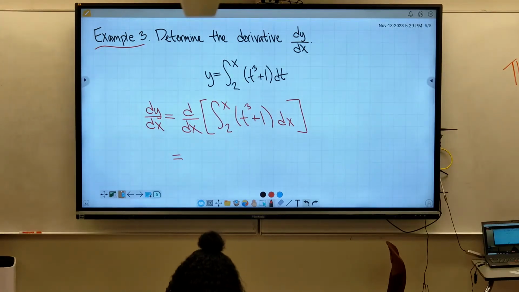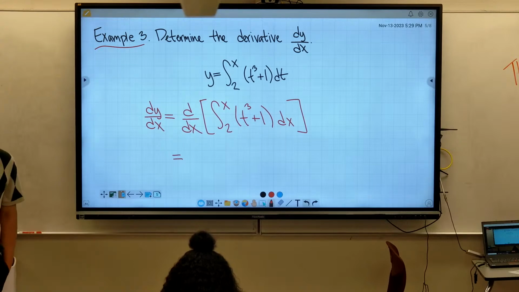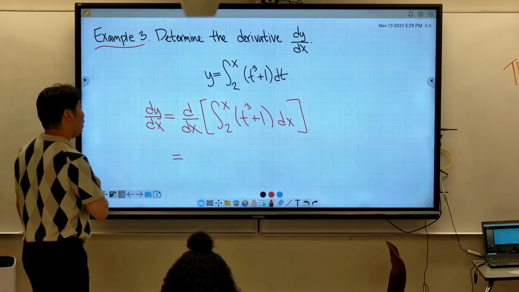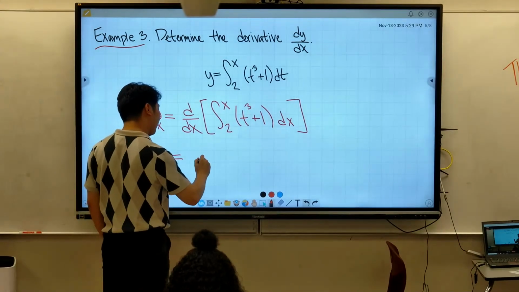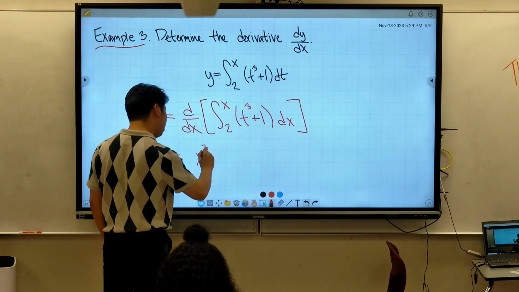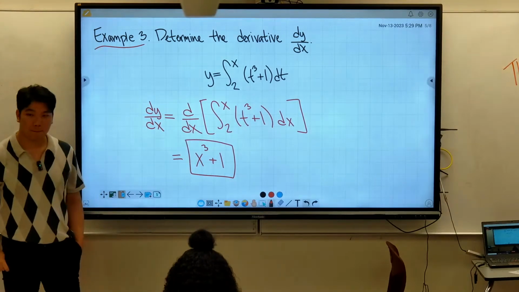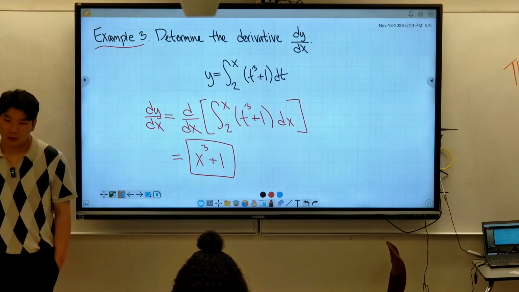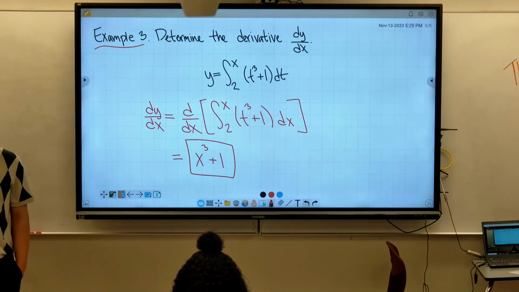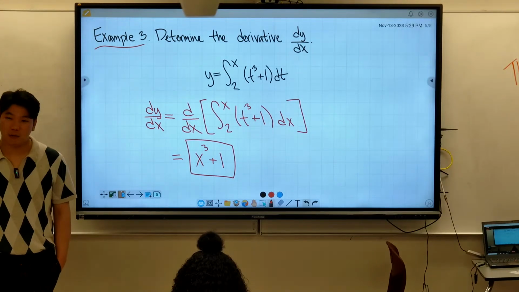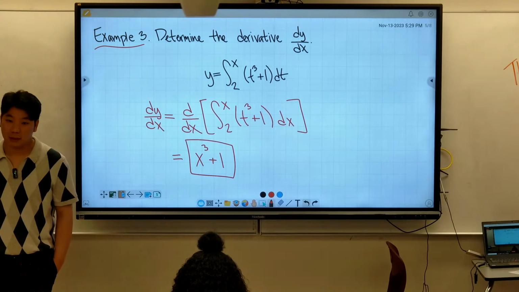The fundamental theorem of calculus part 2 essentially told me, again, very broadly speaking, is that my derivative and my integral cancel each other out. This will actually give me x cubed plus 1. Yes, it looks like I just replaced a t with x. Let's talk about why this happens.